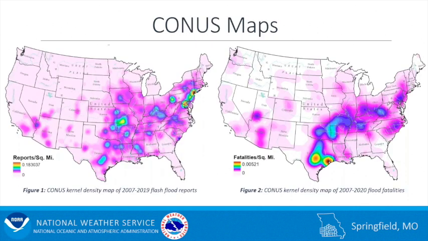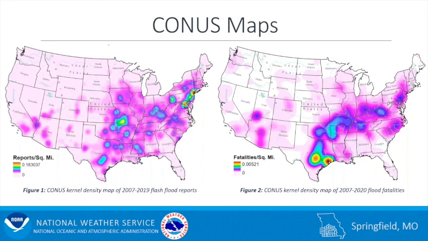So looking at some CONUS maps, the one on the left is a kernel density map of the 2007 to 2019 flash flood reports. When looking at that map, we can see a few hotspots that come up in the country. So you can see a hotspot again over southwestern Missouri, which is where the CWA is located, and then also in the northeastern states, and then in south central Texas up into the DFW area. On the right side is a CONUS kernel density map of the 2007 to 2020 flood fatalities.